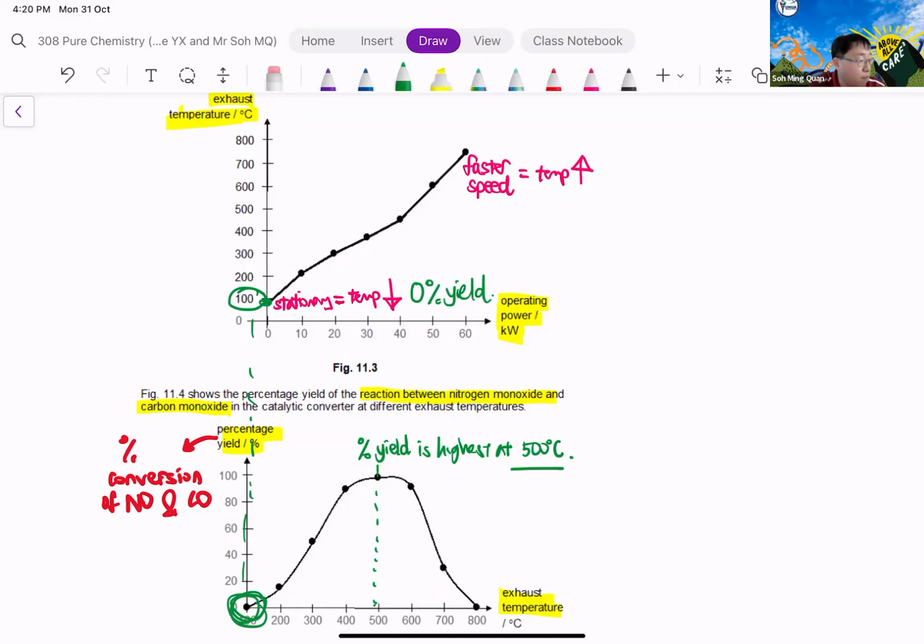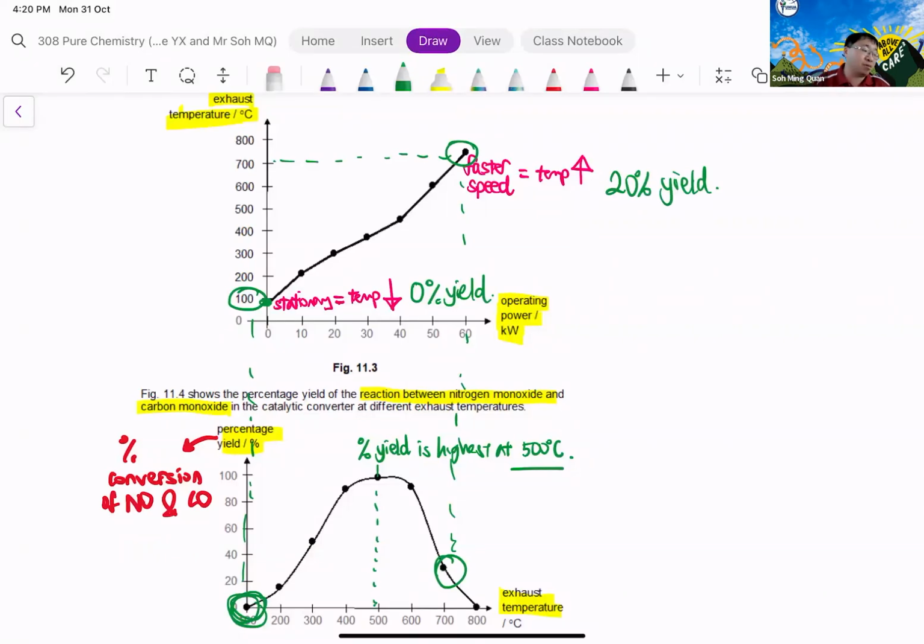On the other hand, over here, wow, fast, high temperature, about 700. You go and compare again. 20% yield, which is not high, right? We have learned 20% is actually quite low. So what does it tell you? Stationary, 0% yield, bad. High temperature, 20% yield, also bad.